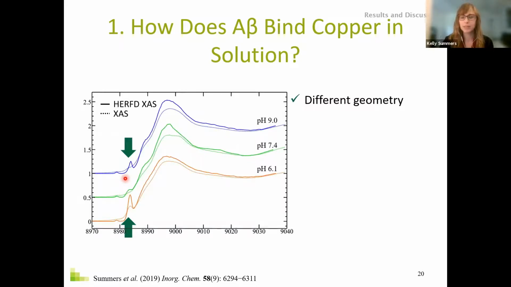And so, of course, we collected some HERFD XAS, and in the HERFD spectra, it's a lot easier to see that there are very distinctive peaks within the near edge. And so this really convinced us that we likely had a different geometry at not just the 2 different pH values, but probably at all 3.